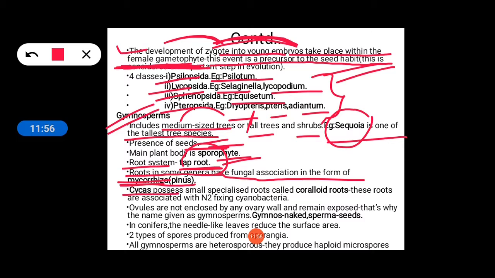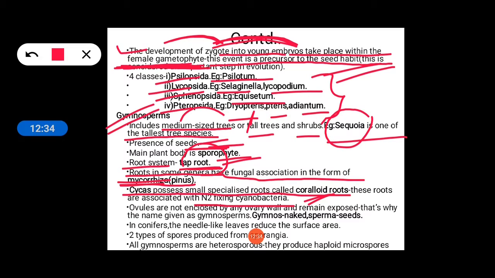The Cycas possesses small specialized roots called coralloid roots. Okay, Cycas is another example of gymnosperm. The roots of Cycas are specialized and are called coralloid roots. These roots are associated with nitrogen fixing cyanobacteria. Here in the roots of Cycas we find the nitrogen fixing cyanobacteria.